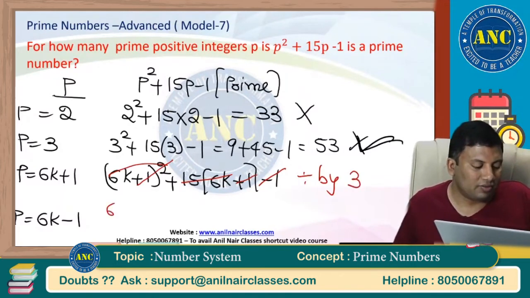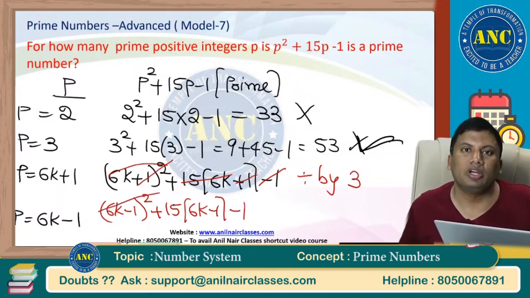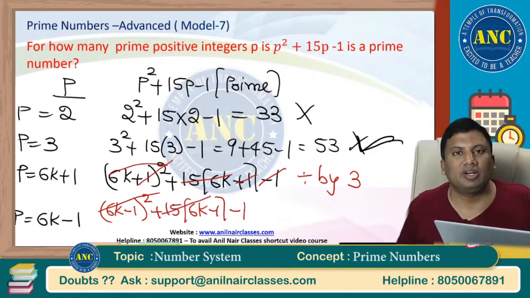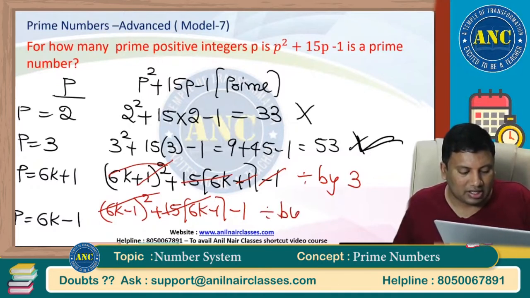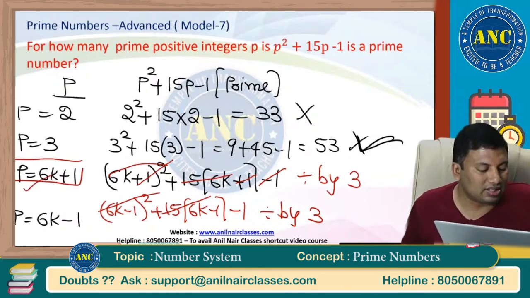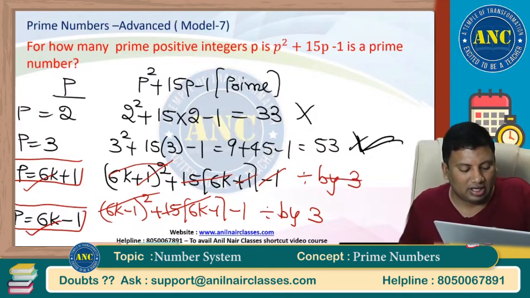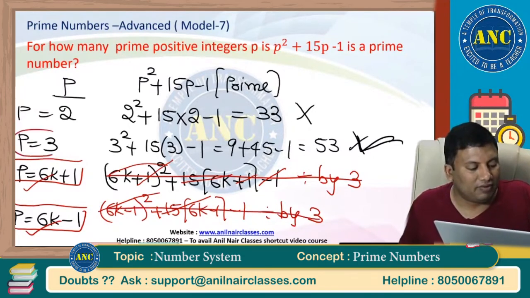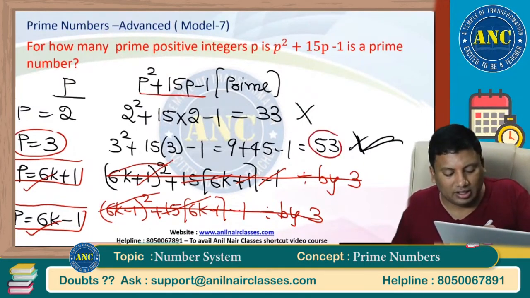Idea clear? Next one. 6k minus 1 whole square plus 15 into 6k minus 1 minus 1. 6k whole square is divisible by 3. 2 into 6k is divisible by 3. 15 into 6k is divisible by 3. 15 is divisible by 3. Plus 1 minus 1. The answer is divisible by 3. Any prime number greater than 3 is of the form 6k plus 1 or 6k minus 1. Both result in the right hand side being divisible by 3. So this cannot be. The value of p which will make this quadratic expression a prime number is nothing but p equivalent to 3.